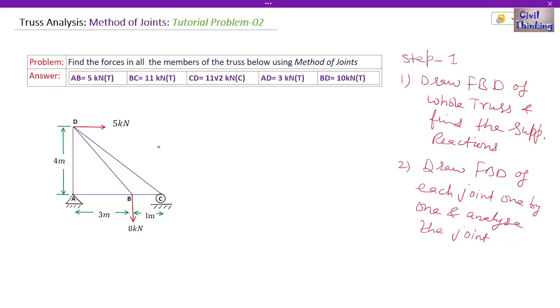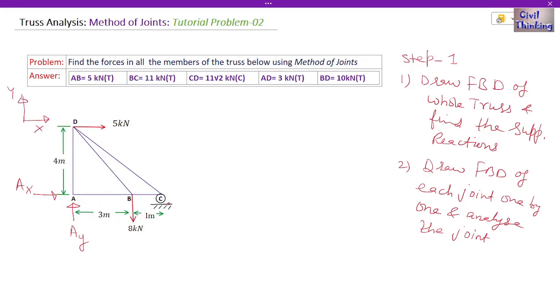Now the first step is we have to draw the free body diagram of the whole truss. How do we draw it? We convert the supports into their corresponding support reactions. Here we have a pin support at A, and we know in a pin support there are two reactions. Because the name of this support is A, this reaction is AY, because Y is the vertical direction, and I will call this reaction AX because X is the horizontal direction. I am assuming the coordinate axes like this: this is the X axis and this is the Y axis.